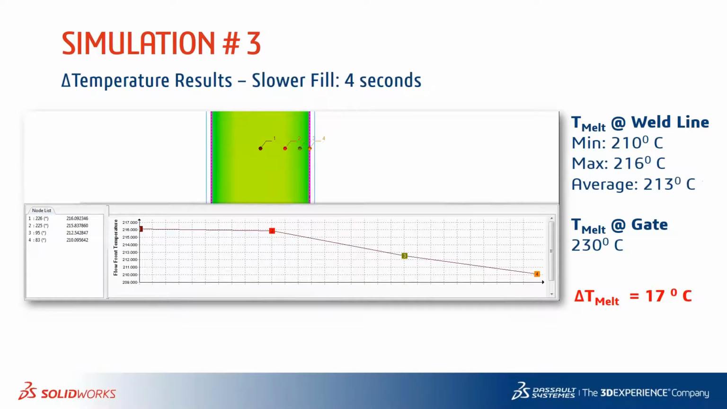So what if we fill it super slow, like 4 seconds instead of 1.32 seconds? Maybe the idea is we want the melt front to cool off, and we want to see the effect of that on the overall temperature differential. In this case, when we let it cool off, it actually results in a very high temperature differential, about 17 degrees Celsius. So you can see that this can affect the overall integrity of the weld. And so a faster fill in this scenario works much, much better compared to a slower fill.